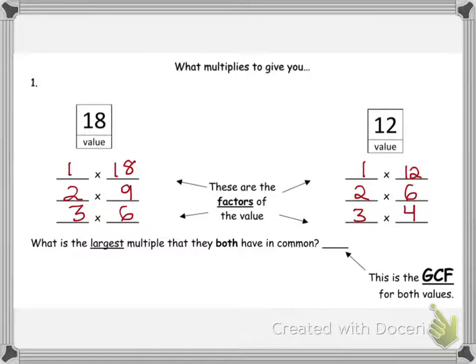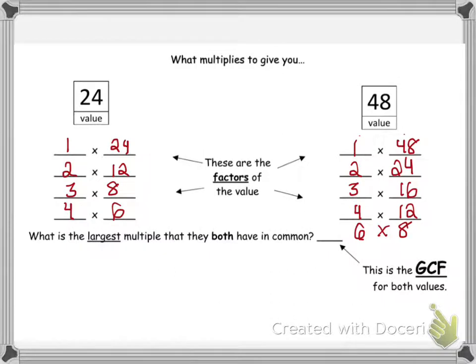Now, what I'm going to do is look at all my factors and choose the largest one that they both have in common. And so if you can see, they both have 6 in common, which is the largest number. Yes, they both have 2 in common, but that's not larger than 6. So therefore, 6 is considered the GCF. Let's look at another example.